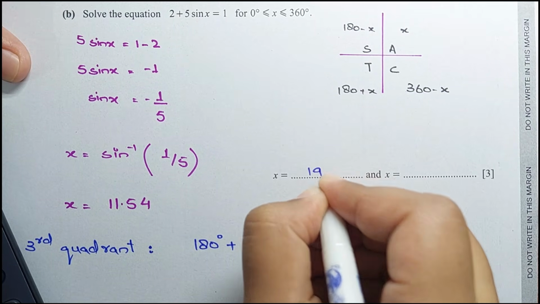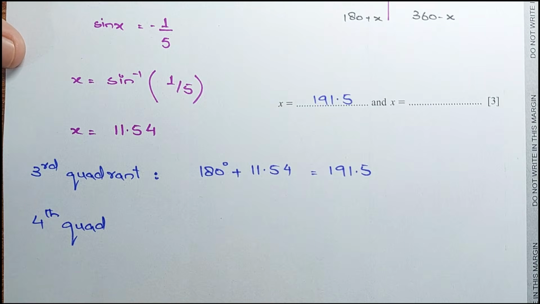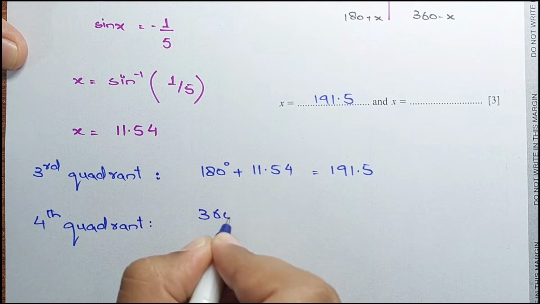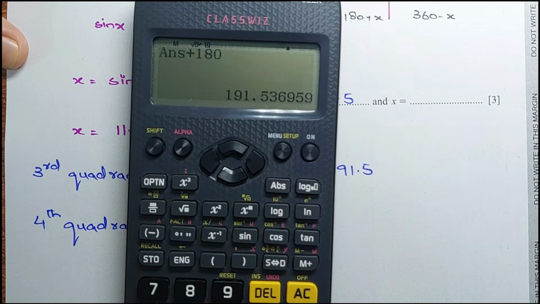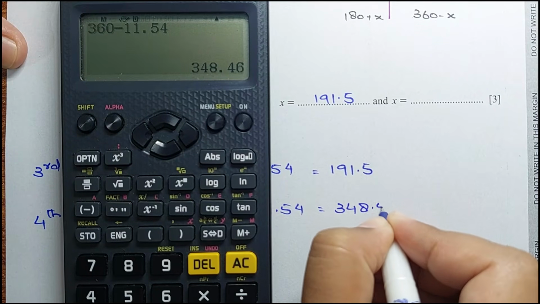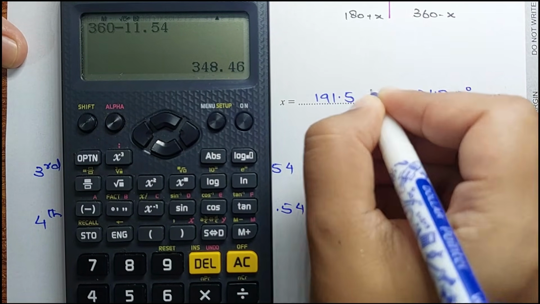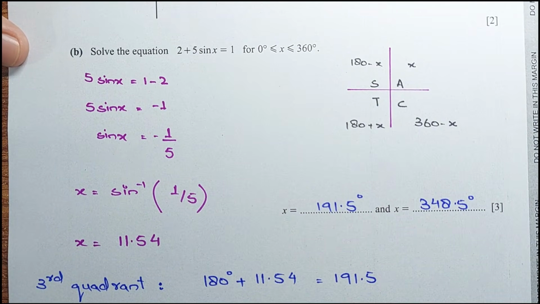191.5. This is the first solution for x, and for the fourth quadrant, where sine is negative, it is 360 degrees minus that 11.54. 360 minus 11.54, the solution is 348.5 if I round it. 348.5 degrees, and these two values of x belong to 0 to 360 degrees.